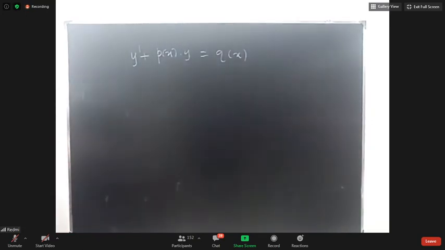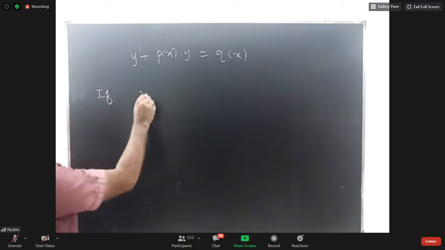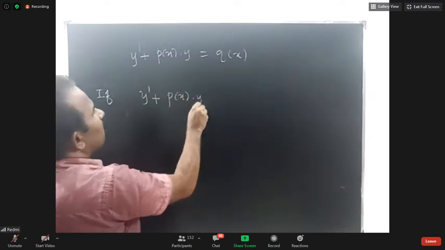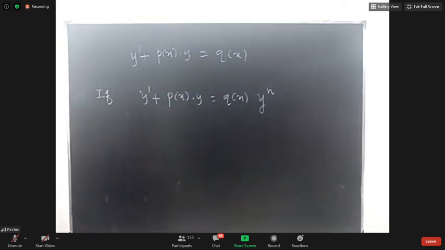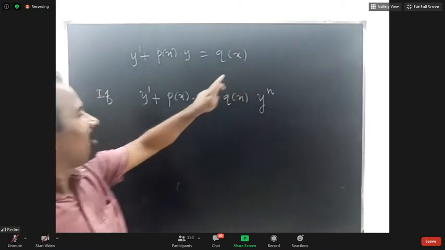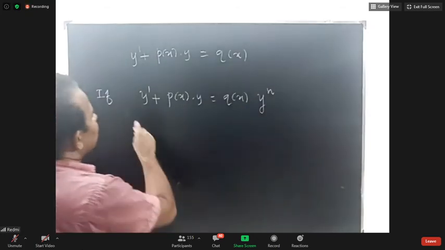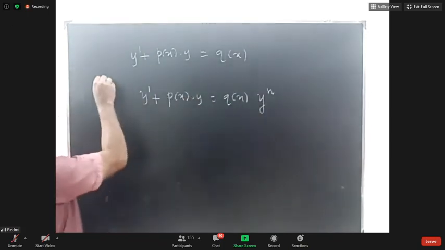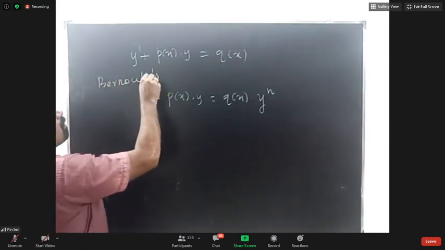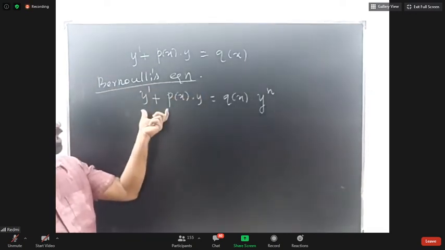Okay. Then one more important thing is, if y dash plus p(x) y is equal to q(x) into y power n. This is y dash plus p(x) into y is equal to q(x) y power n. If the equation is like that, then this equation is called Bernoulli's equation.